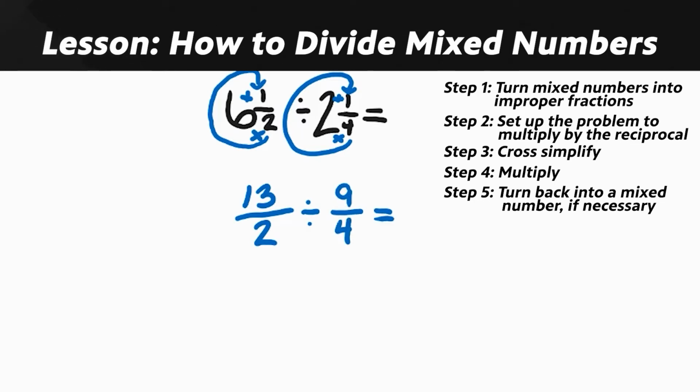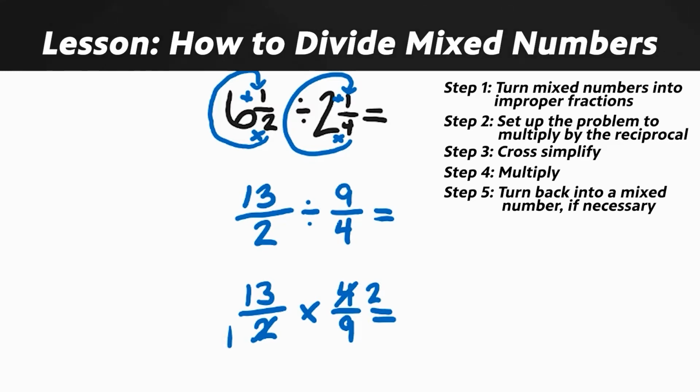The second step is to set up the multiplication problem and find the reciprocal. So we'll keep the first number the same, but we'll change the division symbol to a multiplication symbol and get the reciprocal of 9 over 4, which is 4 over 9. Step 3 is to cross-simplify. Check those diagonal pairs. 2 and 4 share a common factor of 2, so let's divide them each by 2. The 4 is now a 2, and the 2 is now a 1.